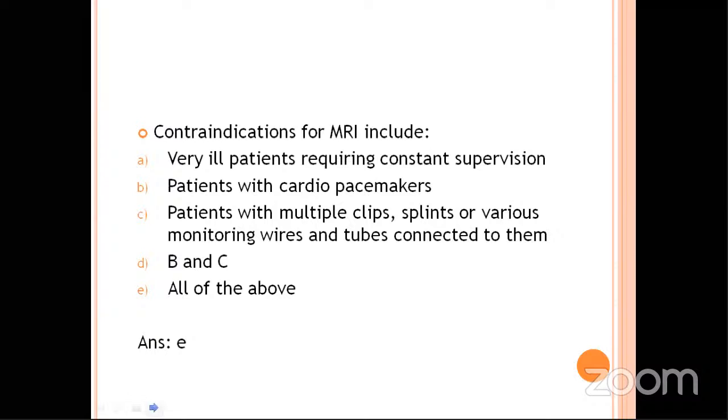Okay, the patients should not be claustrophobic, that is, they should not be afraid of being in a closed compartment, and they should not carry metallic substances, which are very attractive to the magnet in the room.